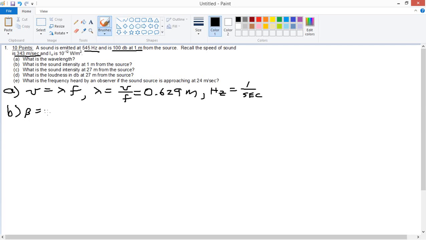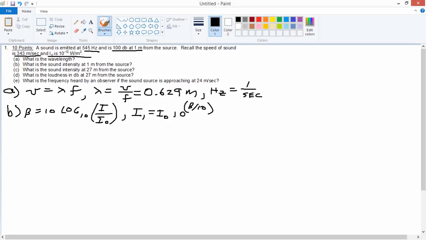Decibels equals 10 logarithm base 10 of the intensity over the reference intensity, the reference intensity being 10 to the negative 12 watts per meter squared. Inverting, they want to know what's the sound intensity at 1 meter. Intensity, I'll call it I1 for 1 meter, equals the reference intensity times 10 raised to the beta divided by 10.